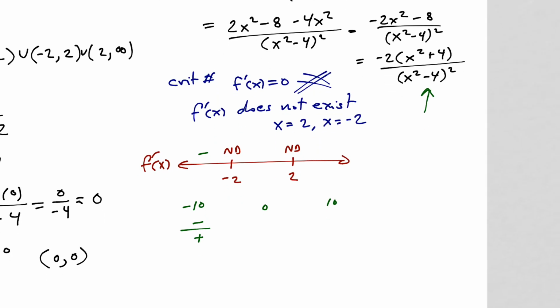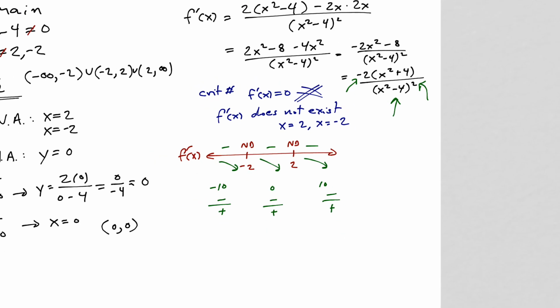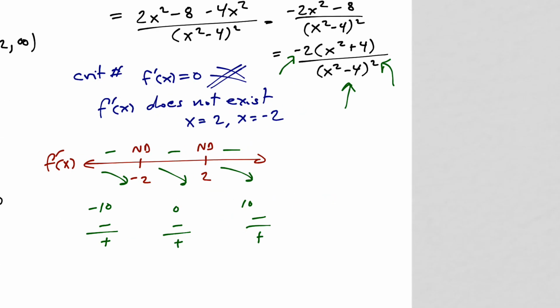For 0, the top is going to be negative, the bottom is going to be positive, because we're squaring the denominator, so actually the denominator will always be positive. And because of the minus 2 in front, the numerator will always be negative. So for this function, the graph is always decreasing. So there are no local extrema.